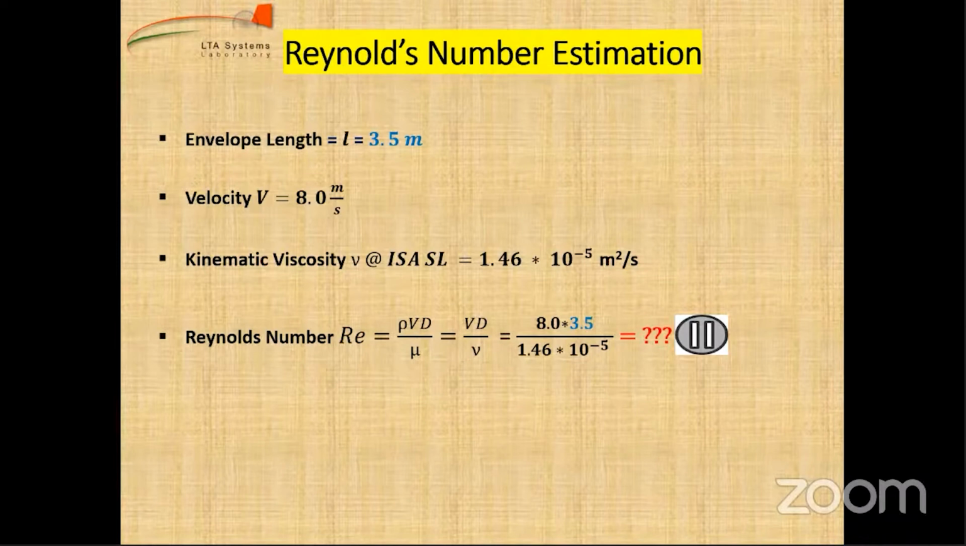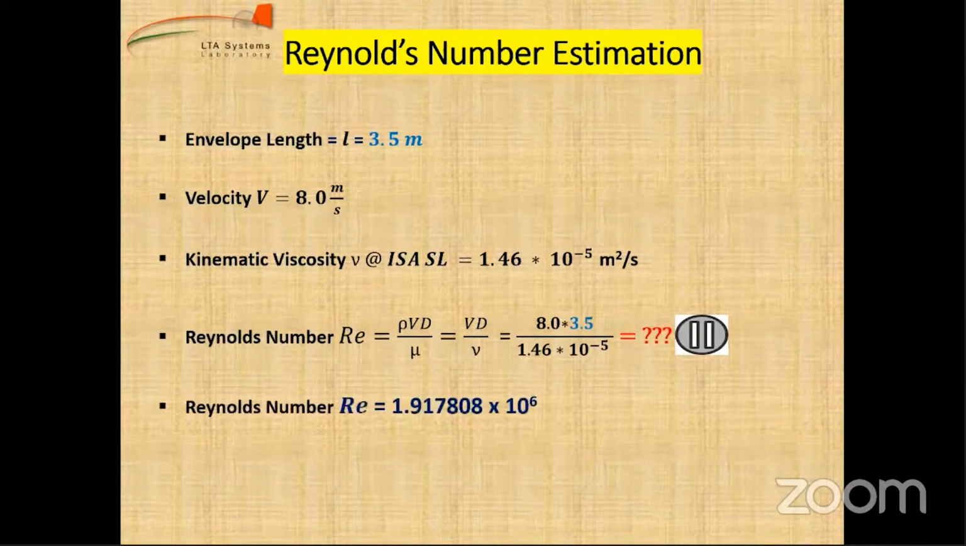8.0 into 3.5 divided by 1.46. 19.17 into 10 raised to 5. No, give it in 10 power 6. 1.917 into 10 raised to 6. 1.91 into 10 power 6. This is the Reynolds number. So we know the Reynolds number now. We have estimated it. Okay. So you know Reynolds number.